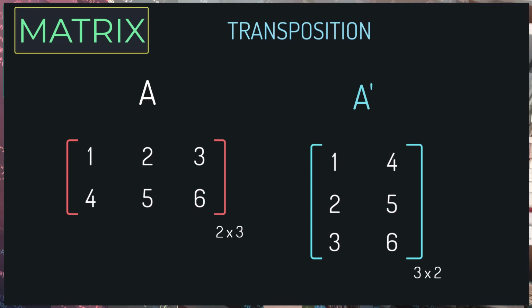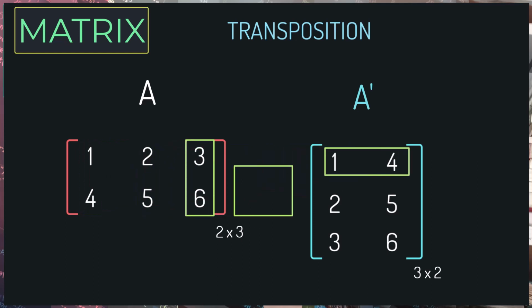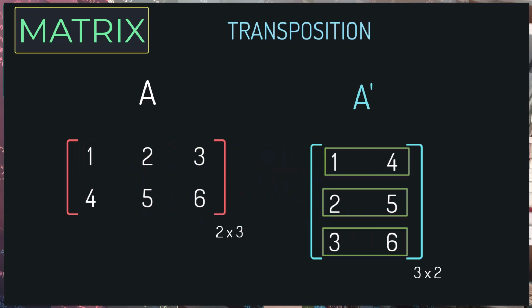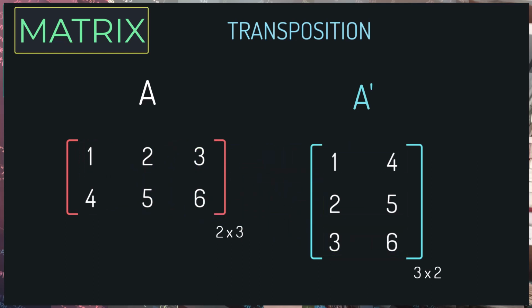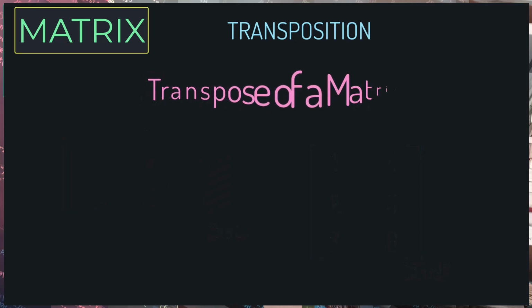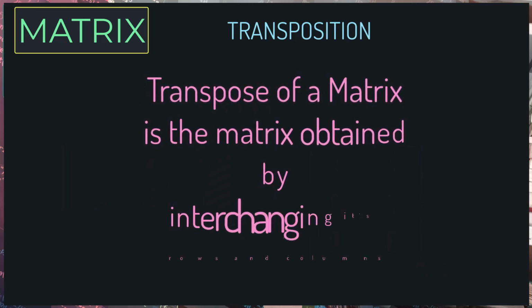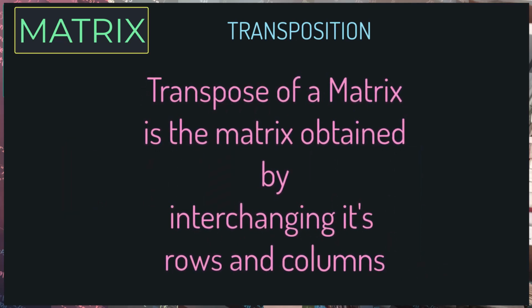Note that changing rows into columns automatically changes columns into rows. Also note the change in the order of the matrices A and A transpose. In brief, the transpose of a matrix is the matrix obtained by interchanging its rows and columns.